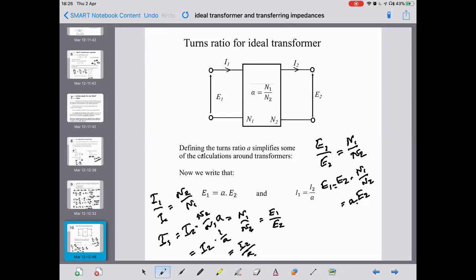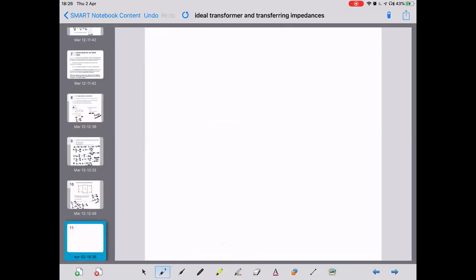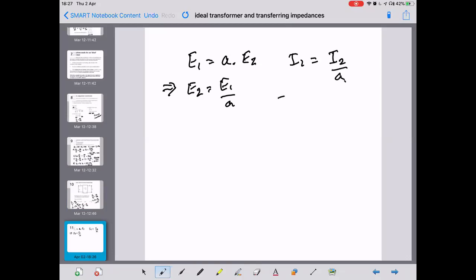And so what we've got then is these two equations for voltages and currents, where we've said that E1 is equal to A times E2, where therefore E2 is E1 over A. And we've got I1 is equal to I2 over A, which rearranges to I2 is equal to A I1.